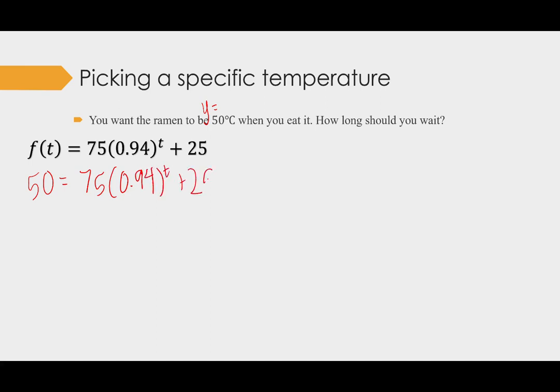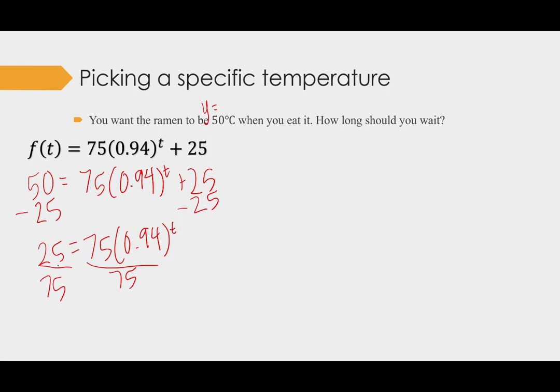Okay, hopefully you've done lots of solving with exponential equations. I know there's another video about that that you'll watch this week. But let's go ahead and solve for t when it's not a variable exponent right there. Subtract 25. 25 equals 75 times 0.94 to the t. Divide both sides by 75. Just so far, just normal equation procedure. We get 1/3 equals 0.94 to the t.